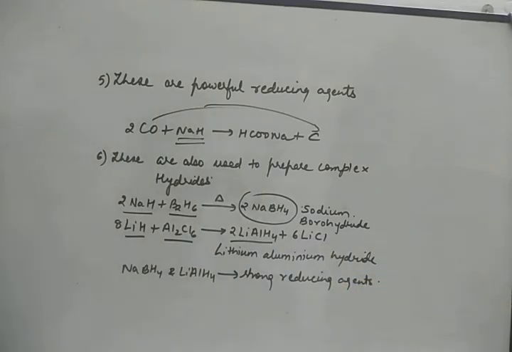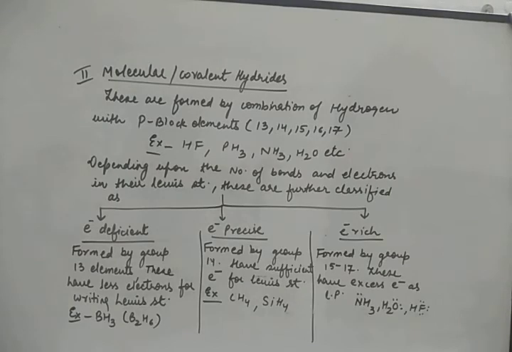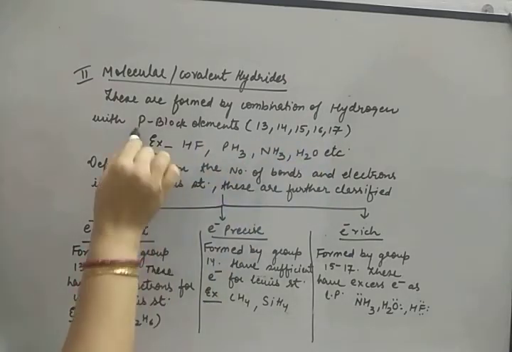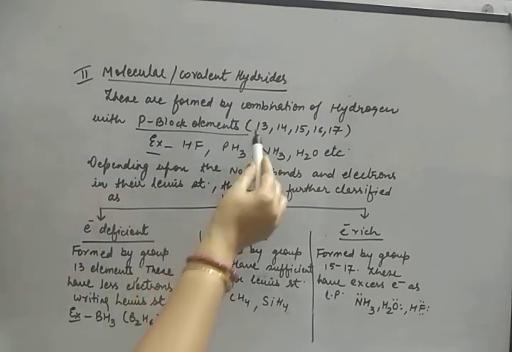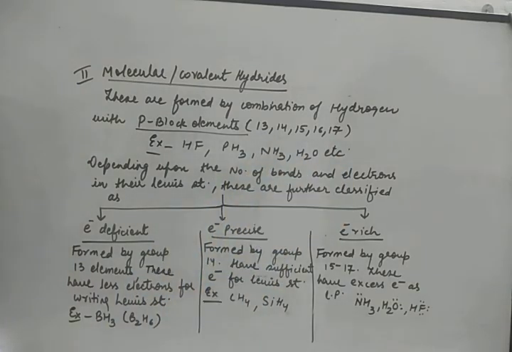Okay, so these were the characteristics of ionic hydrides, and now we'll move to the next type of hydride, that is molecular or covalent hydrides. Now the second type of hydrides are molecular or covalent hydrides. These are formed by the combination of hydrogen with p block elements. P block elements means electronegative elements from group number 13 to group number 17. Noble gases do not make any compound with hydrogen, so we are not mentioning group 18 here.